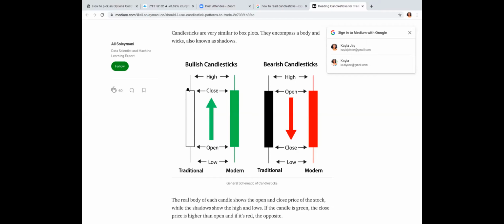It closed right here. Okay. And then the low is how far down it actually went, but it couldn't stay there. It didn't stay there. So that basically is important as well.